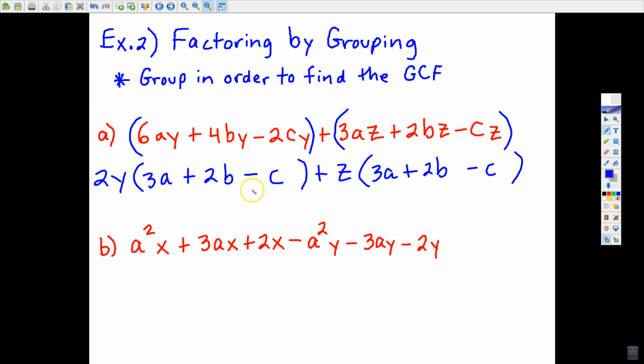That's a great sign for you, no pun intended. That is a great feeling. If you notice that these 2 groups, these 2 parentheses match, you've done the right thing.